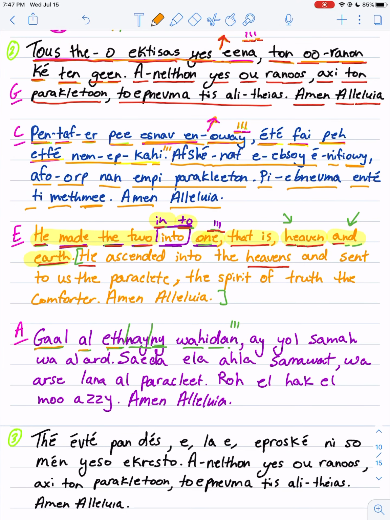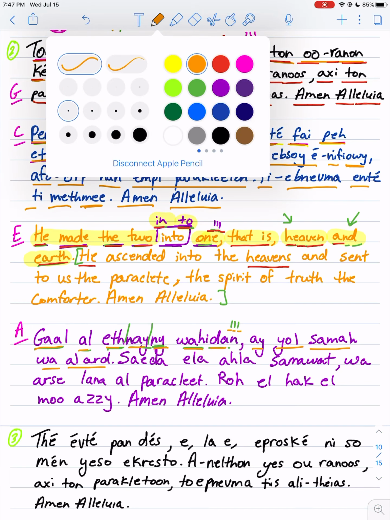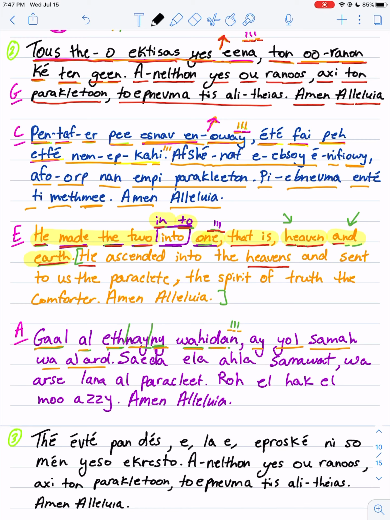قال الاثنين واحدا أي السماء والأرض. جعل الاثنين واحدا أي السماء والأرض. So if you wanna, I'll draw it out here so you can visualize it.